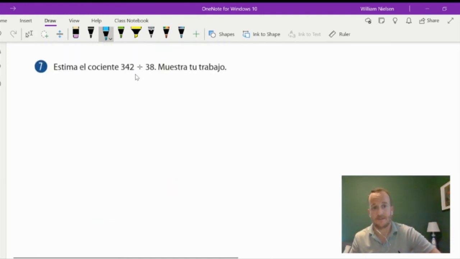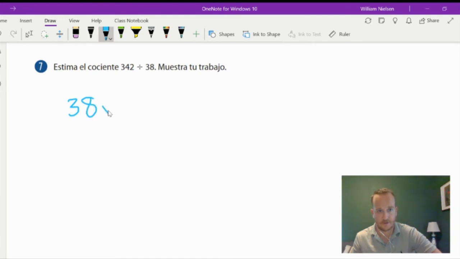Estima el cociente 342 entre 38. Muestra tu trabajo. ¿Qué va a hacer, chicos? Vamos a ver. Tenemos 342 entre 38. ¿Ok? Bueno, ¿qué vamos a hacer? Vamos a tomar 38. ¿Sí? Podemos multiplicar por 10. Podemos hacer 38 por 10, que sería 380. Pues chicos, hay que seguir. Estamos buscando una relación inversa. Obviamente, si yo hago 38 por 20, eso va a ser demasiado porque ya mi 380 es más de mi 342.